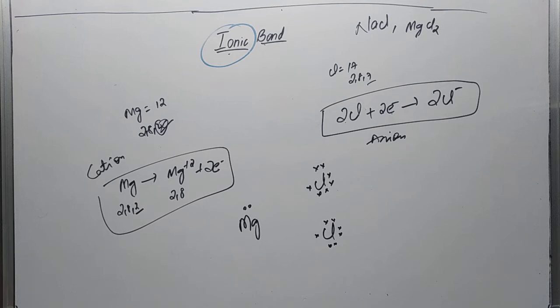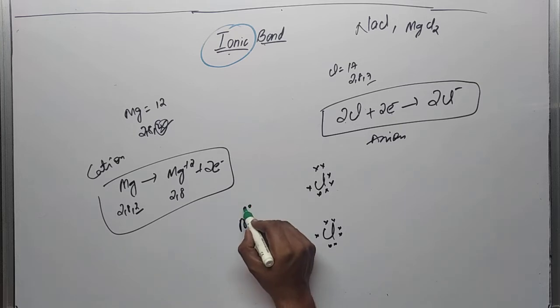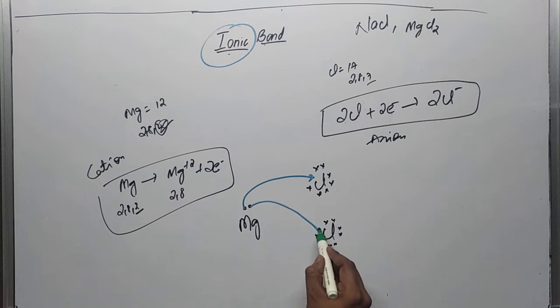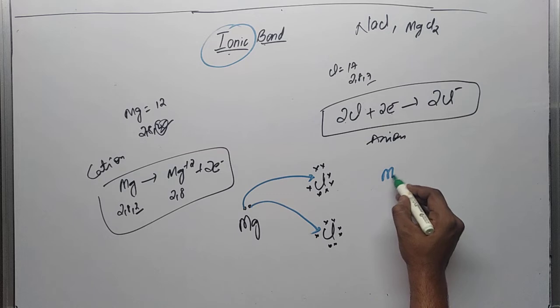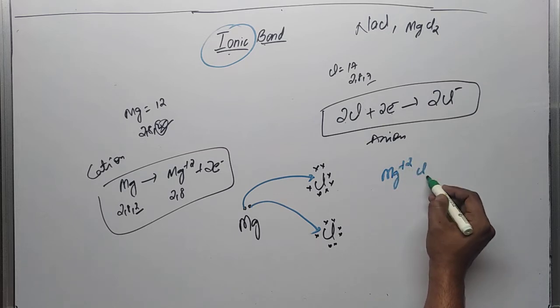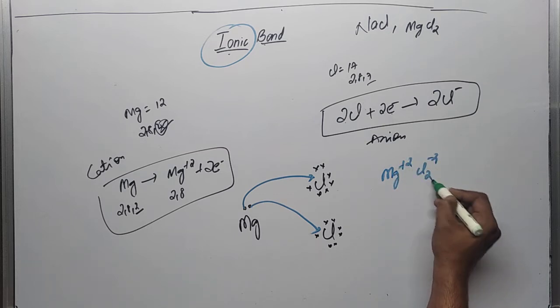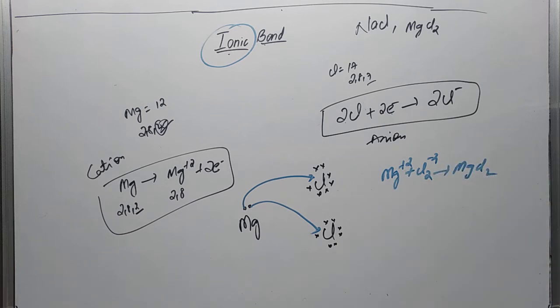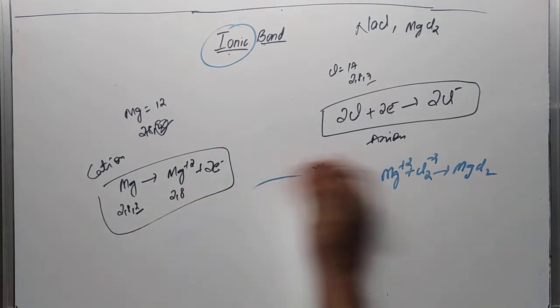So here what happens, as we know Mg wants to lose 2 electrons, so from the magnesium, one electron will be transferred to the first chlorine and the second electron will be transferred to the second chlorine. So this is how we got Mg plus 2 and Cl minus 1 each. Now both will combine and we'll get the molecule MgCl2. Okay, so next we have an example: formation of sodium oxide.